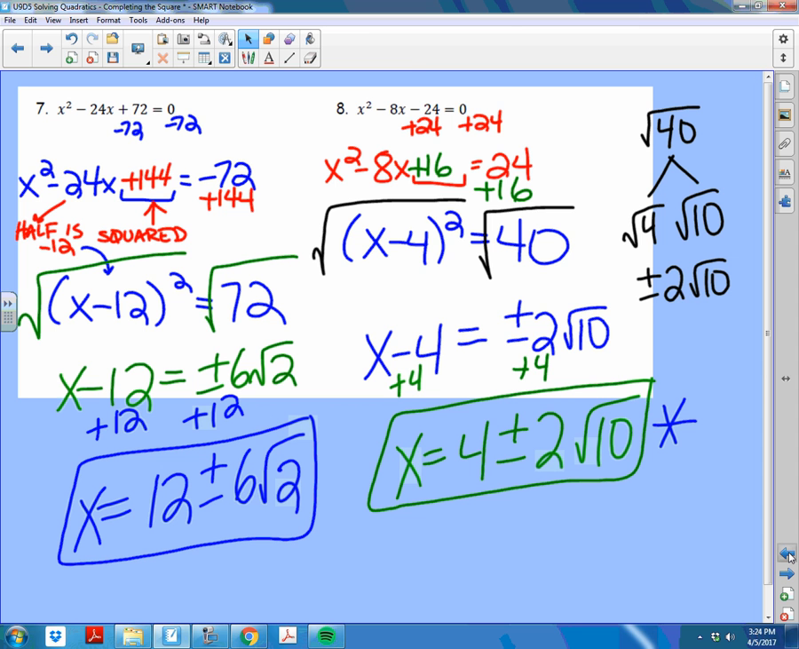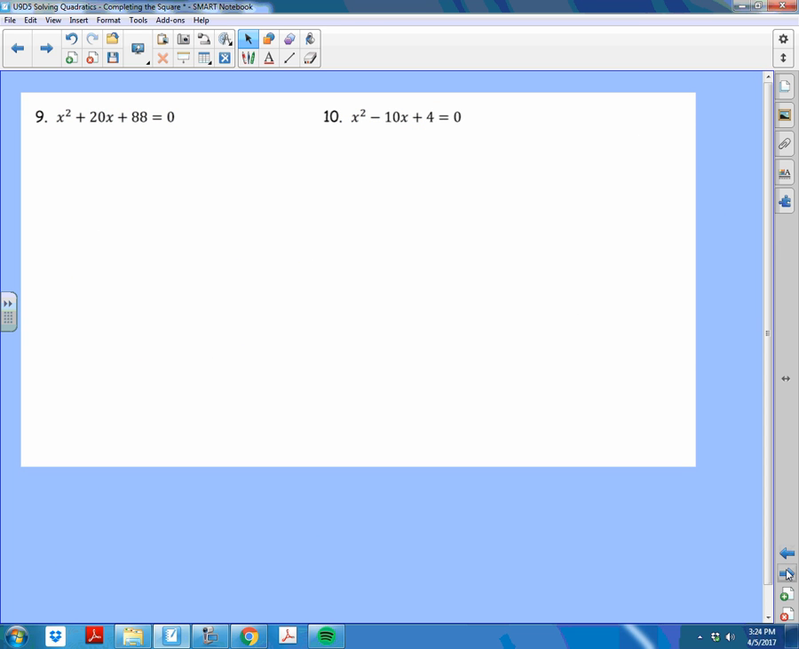Guys, if I wanted to find the decimals on these, I would, in my calculator, type in 4 plus 2 times the square root of 10, and I would hit enter. Then I would type in 4 minus 2 times the square root of 10 and hit enter. Calculator will do all that work for you. Try number 10. One step at a time, get all the way down, and get me both solutions. Get me both x-intercepts.